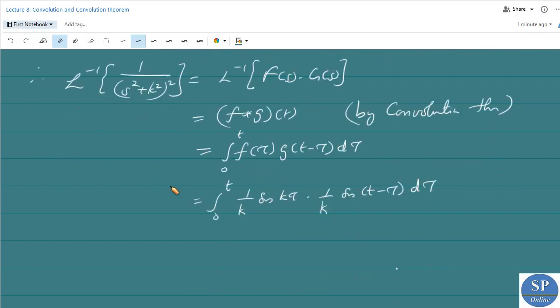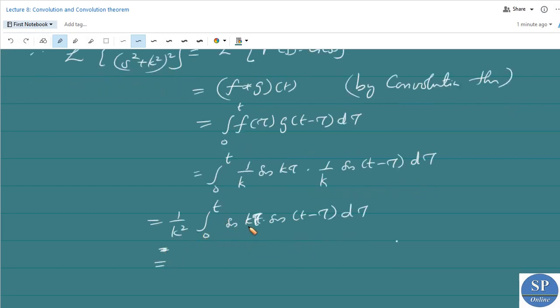So this is equal to 1 by k square, which can be taken outside, integral 0 to t sine k tau into sine k(t minus tau) d tau. Now we have to integrate this. We have the formula sine a into sine b is equal to 1 by 2 into cos(a minus b) minus cos(a plus b). So we can use this.